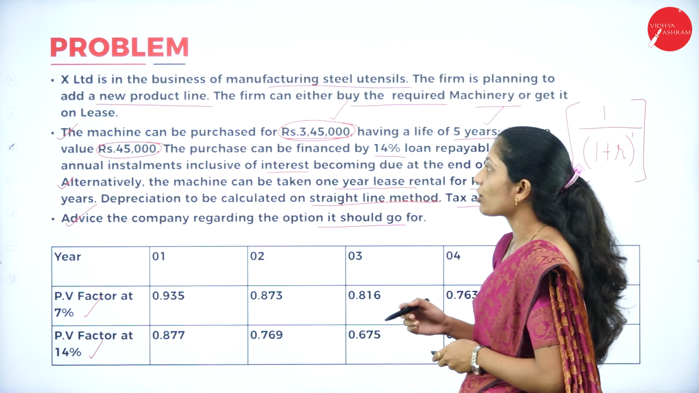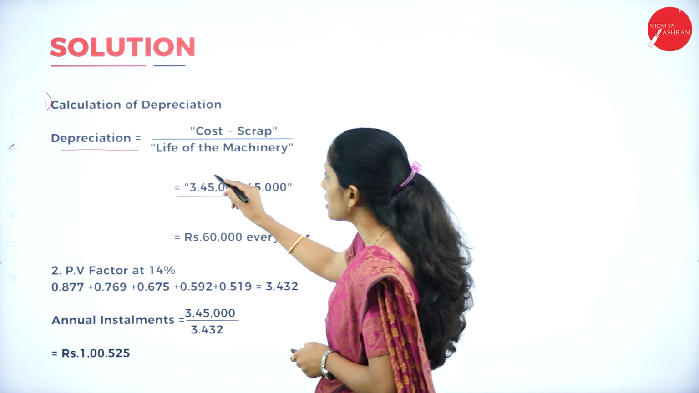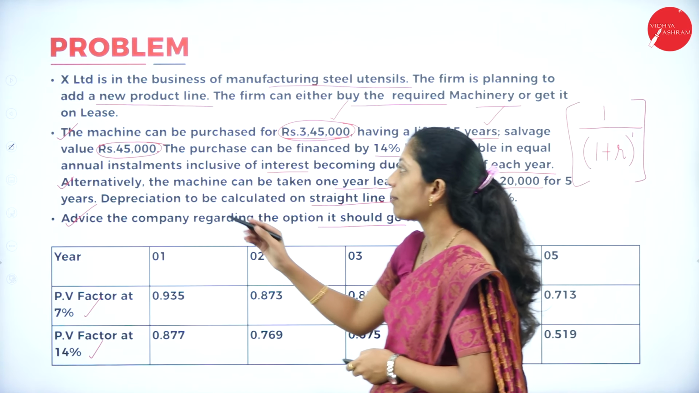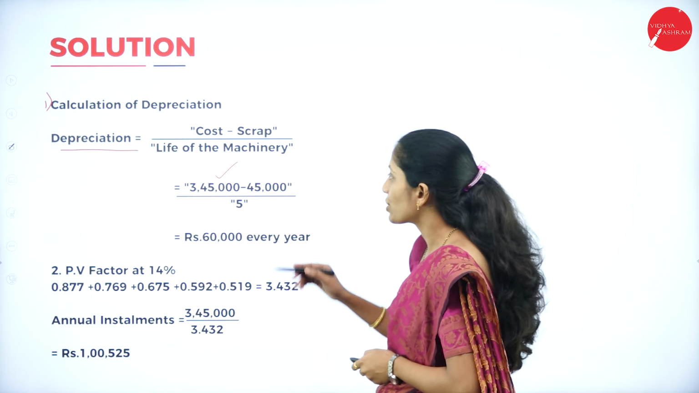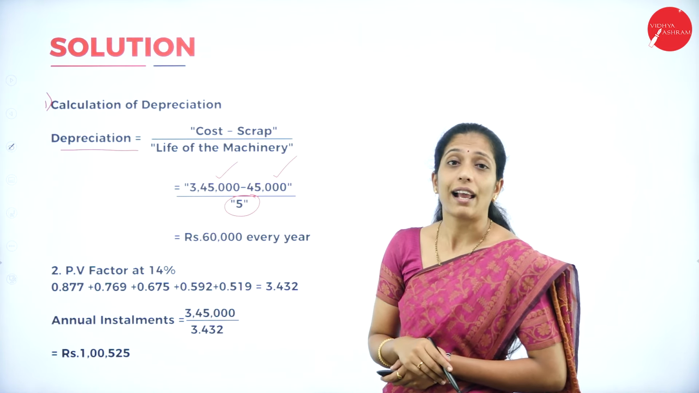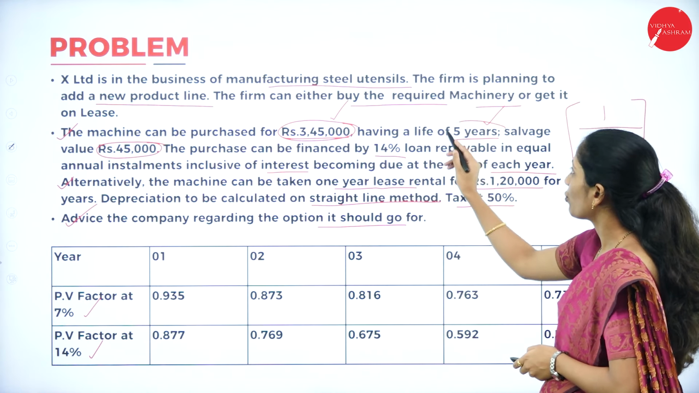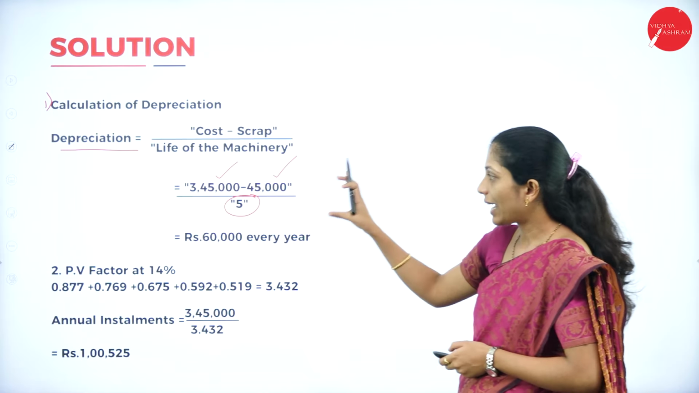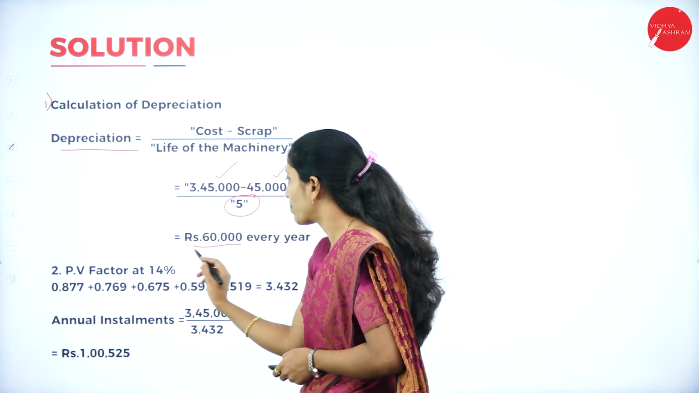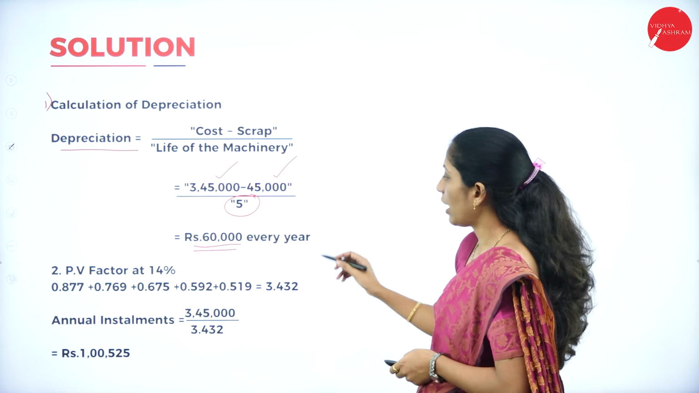Now what is the cost of the asset? That is 3,45,000. So write the cost 3,45,000 minus scrap or salvage value. How much have they given? 45,000. So minus 45,000 divided by the number of years or life of the asset. Here the life of the asset they have given is 5 years. So take all the information given in the question and calculate the depreciation. So the depreciation is rupees 60,000 every year.